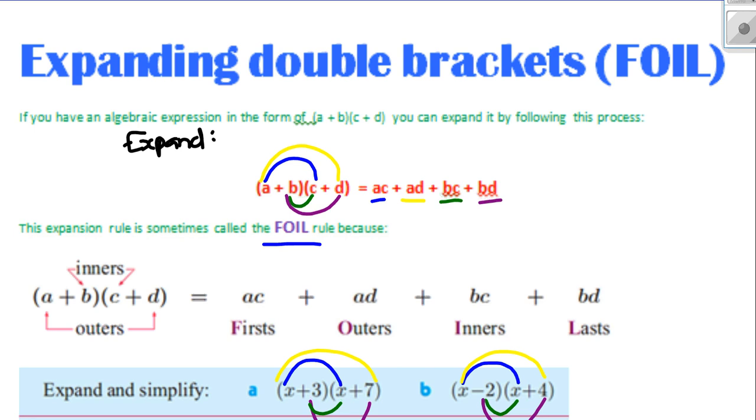Hello, and here's another algebra video. This time it's expanding double brackets using the FOIL method. FOIL meaning first, outers, inners, and last.